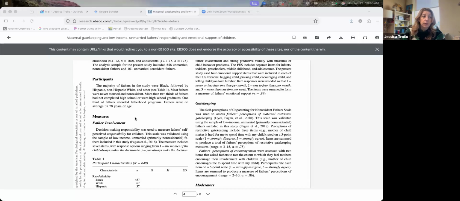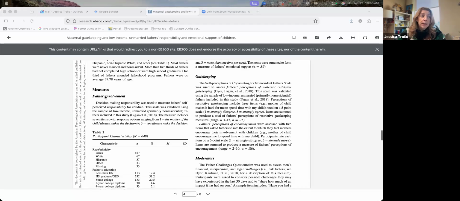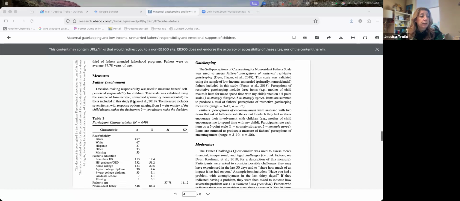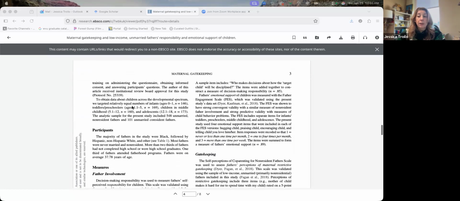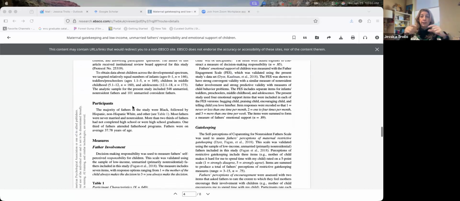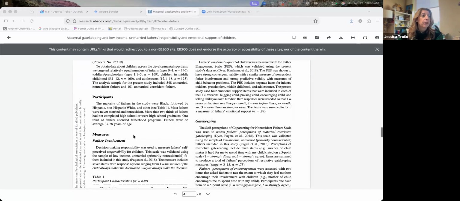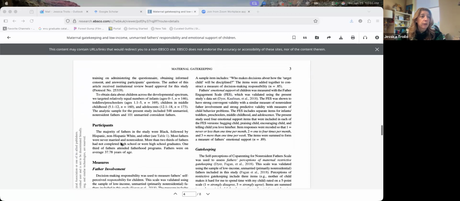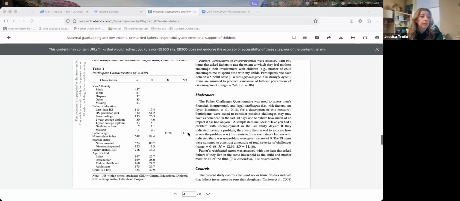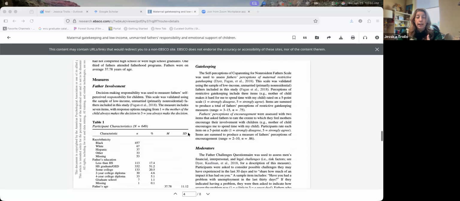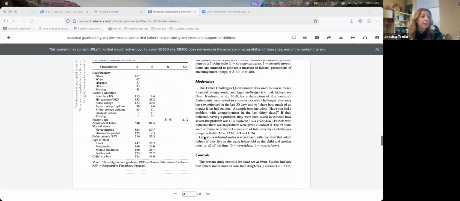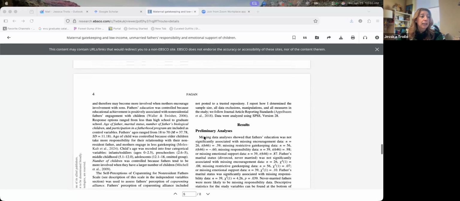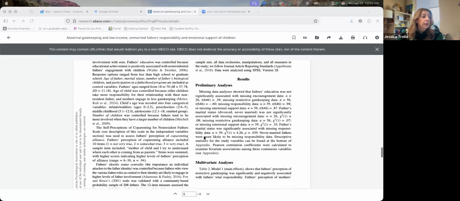Now, if I want to go deeper, depending on what I'm doing with this reading, measures are, like I said, the sets of questions that were answered by the participants. We have a scale on father involvement. So I might write that down. What were the surveys that the participants answered? A measure on father involvement, on gatekeeping. So that's what they were asked to do. I might skip this other stuff, again, depending on what's going on.